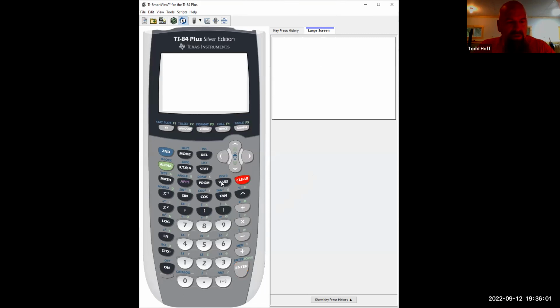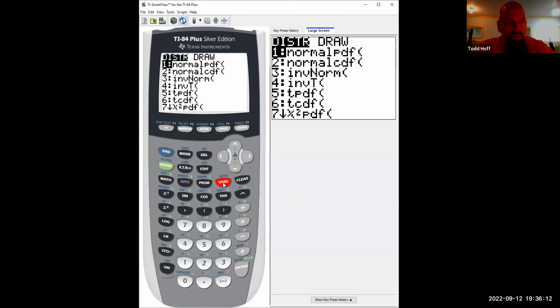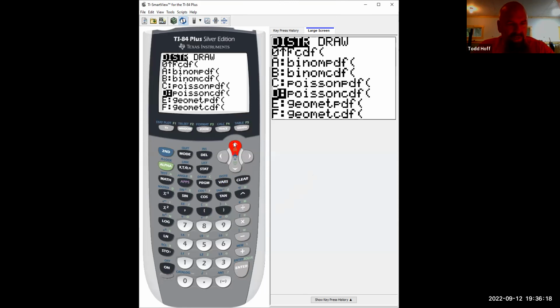But anyway, we need to go to our distribution. So it's second. Then you can see right here above the VARS key, it says DISTR. That stands for distribution. That's probability distributions. So we hit that key and it takes us to our distributions menu. Well, the binomial probabilities are down here. Option A there is binomPDF. That's the one we want.